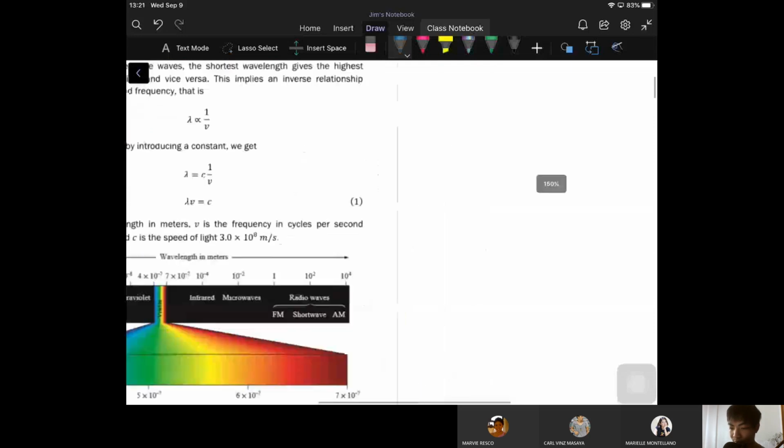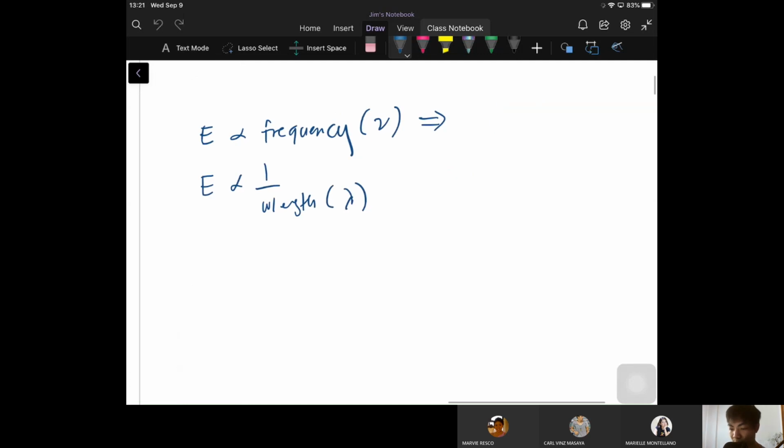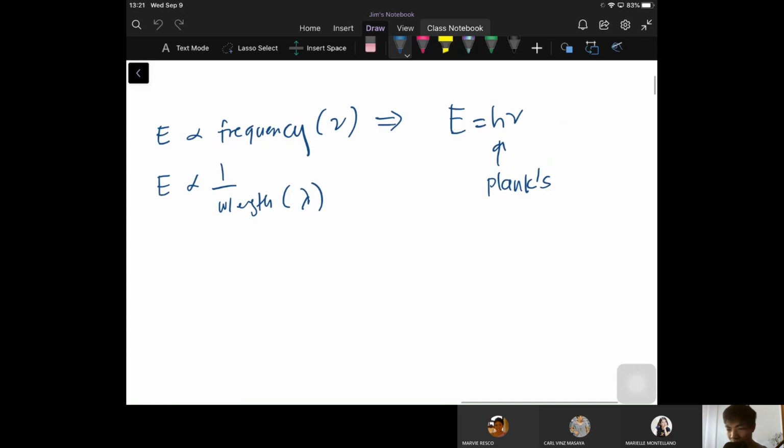Frequency, or nu. Energy is inversely proportional with your wavelength, or lambda. Okay. So we can write this into an equation by introducing a constant: E equals hν. h is the Planck's constant. And we're not going to solve this, don't worry. We're just going to the concept. Planck's constant.